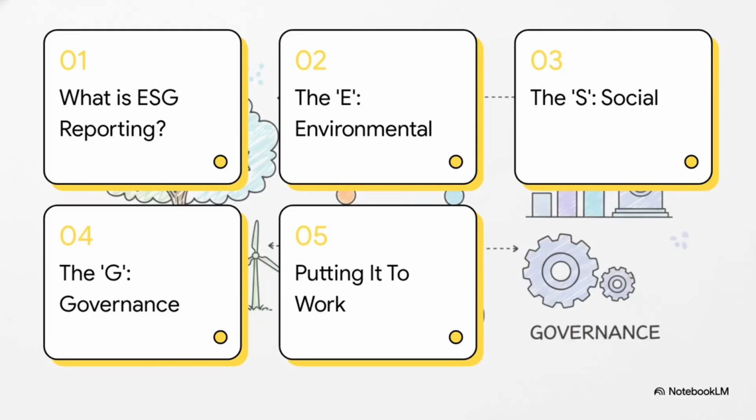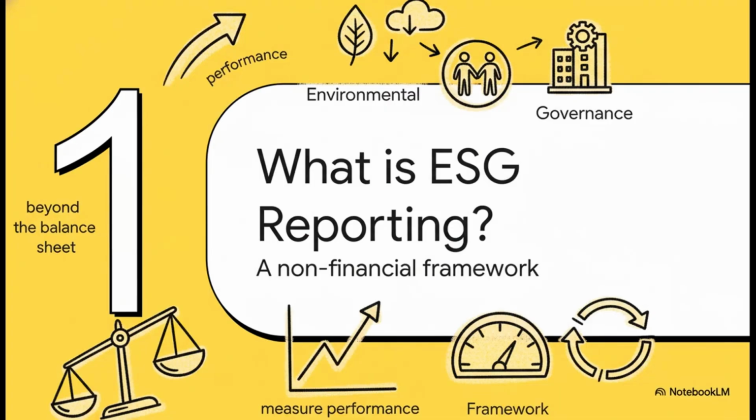So, here's our game plan. We'll start with the basics, what ESG reporting even is. Then, we'll take a deep dive into each of the three pillars: E for environmental, S for social, and G for governance. And finally, we'll see how all these numbers actually work in the real world. Okay, let's jump right into that big question.